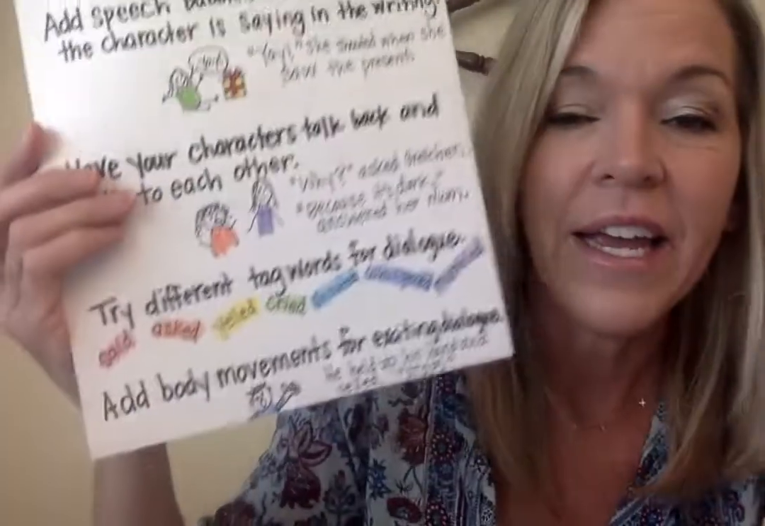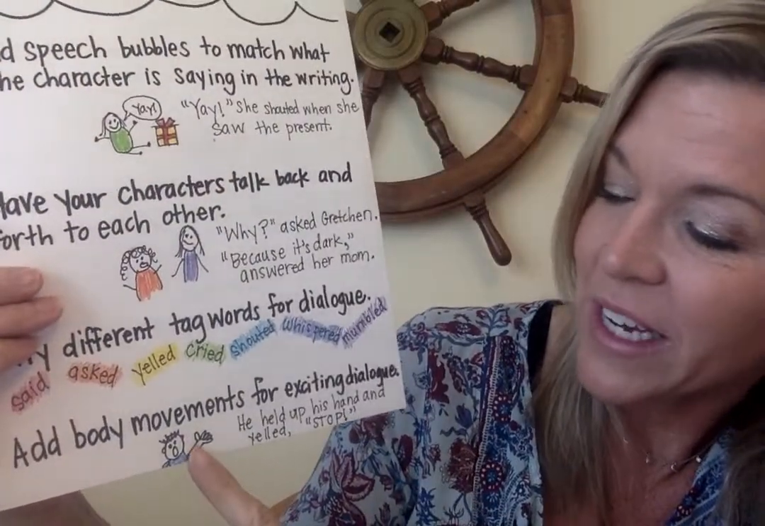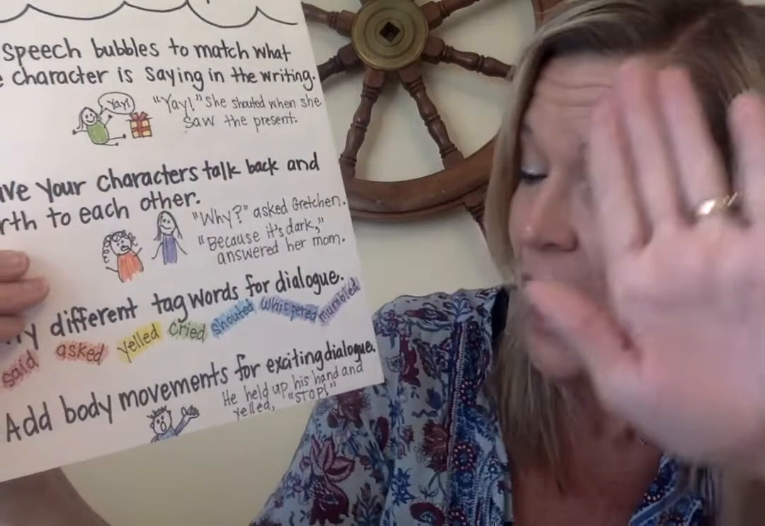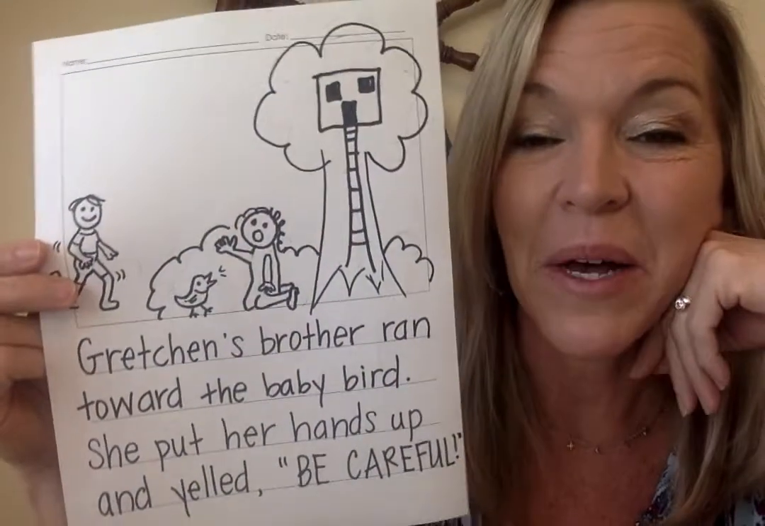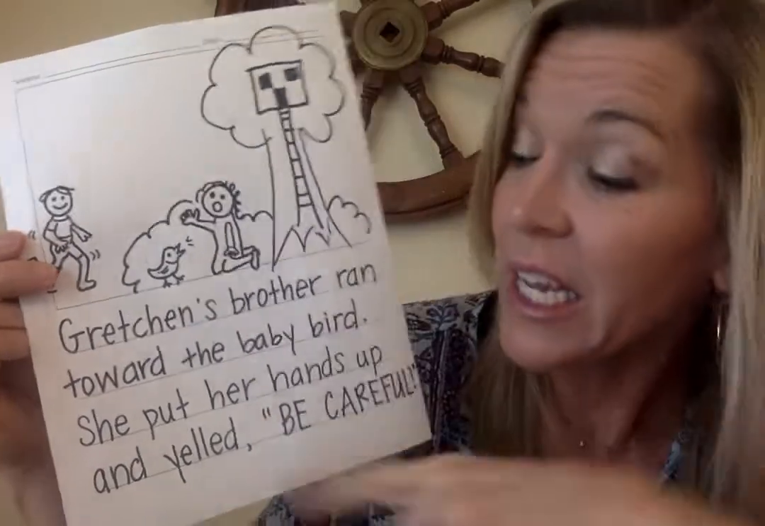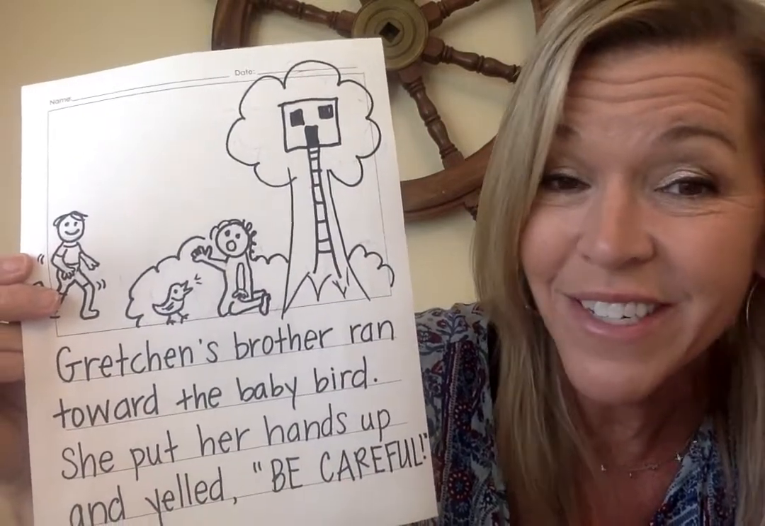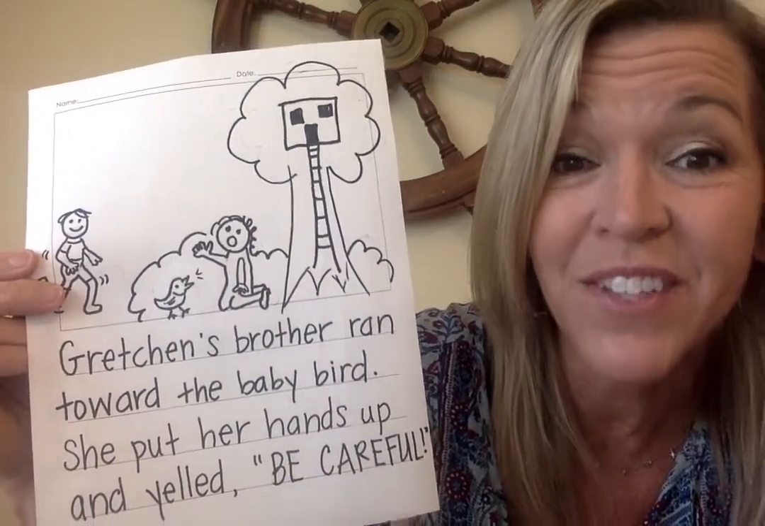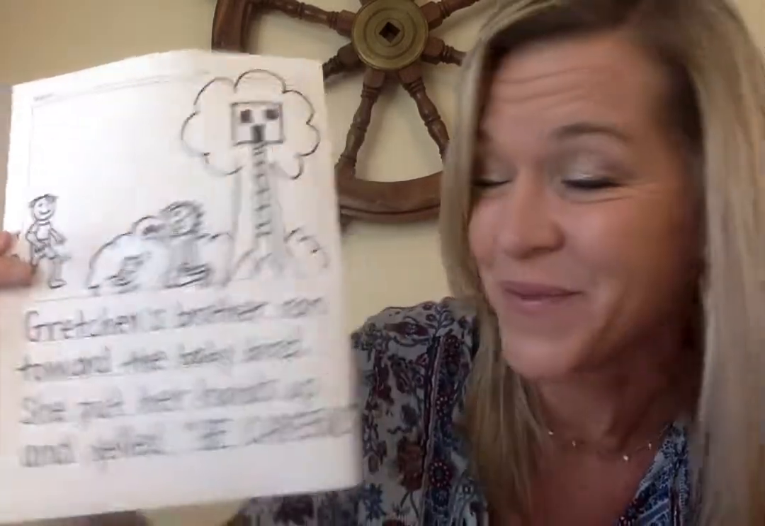So you can try that too, writers. You can try adding a body movement for exciting dialogue. So if somebody is trying to tell somebody to stop, you could say, he held up his hand and yelled, "Stop!" I tried this in one of my Gretchen stories too. I was writing about the baby bird, and Gretchen's brother was running toward the baby bird. And she put her hands up and yelled, "Be careful!" She did not want her brother to hurt that baby bird, and so she had to put a body movement in there too to show that she was telling him to be careful.